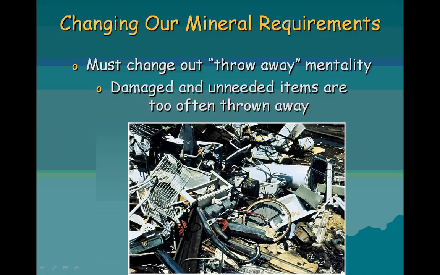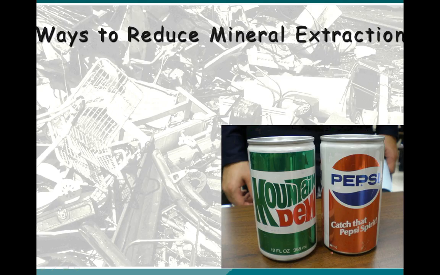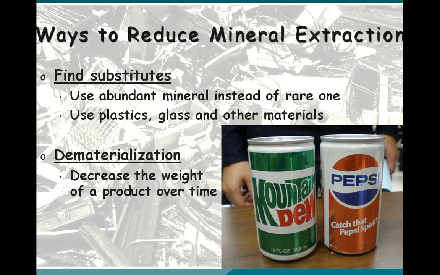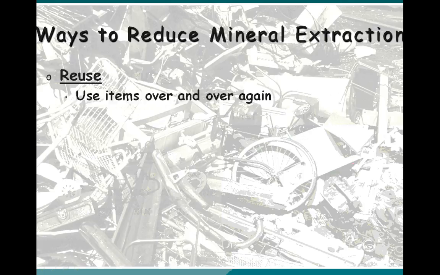And then changing our mineral requirements, basically the idea that we can't be a throwaway society anymore, and reusing what we have. I'm running out of time, but the idea is we need to find substitutes, like plastic or glass and other materials. Dematerialization basically means reducing the amount of material that we use. Soda cans used to be very heavy and thick with aluminum, and now they're very thin, so it's a way of using less material for the same thing.